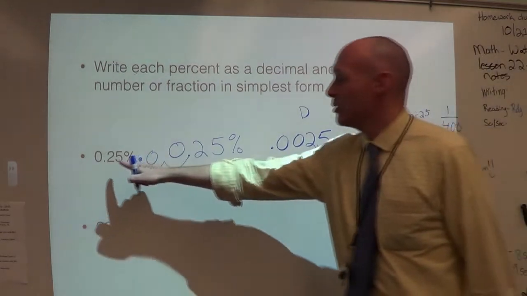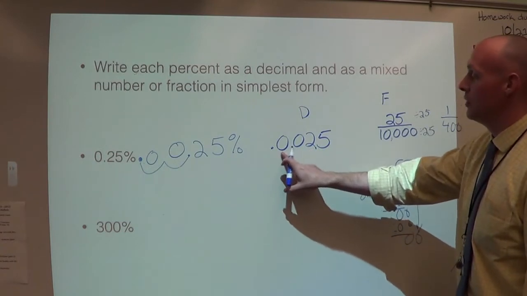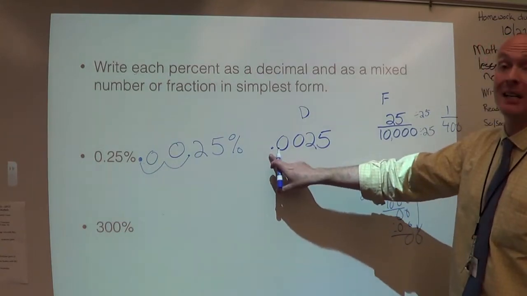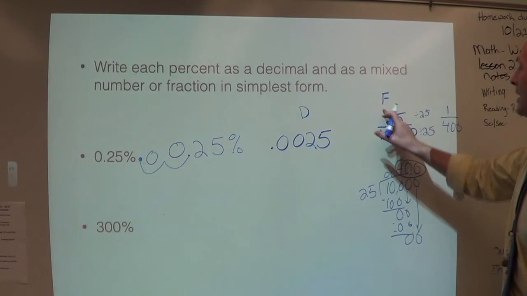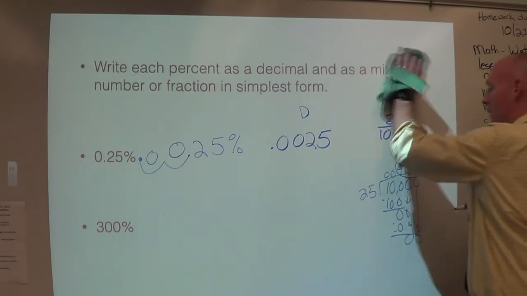So decimal point 25% is equivalent to 0.025, I'm sorry, decimal point 0.0025, and it's also equivalent to 1/400ths. Okay? Let's try this one down here.